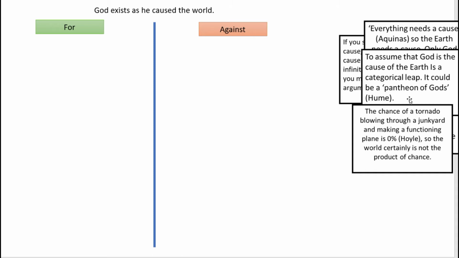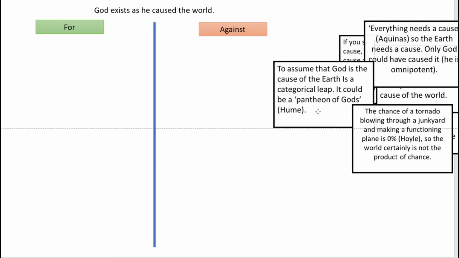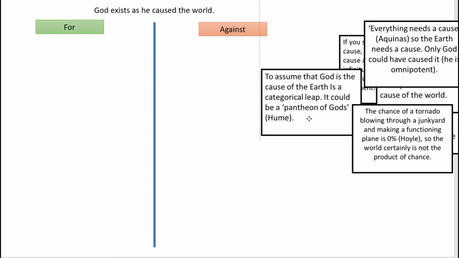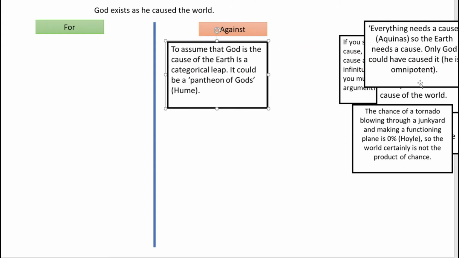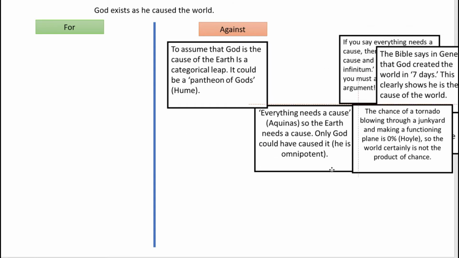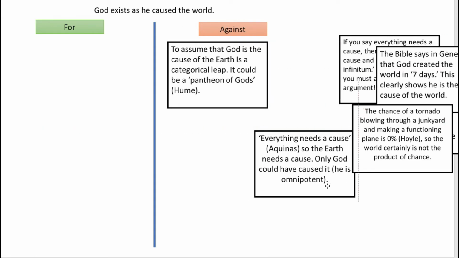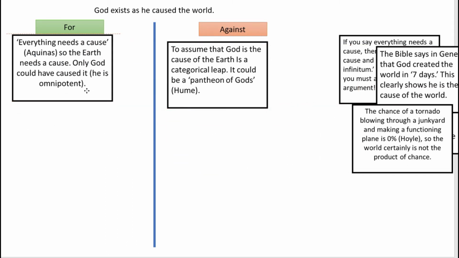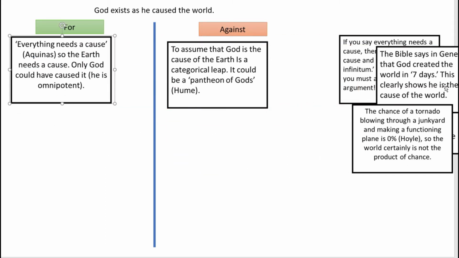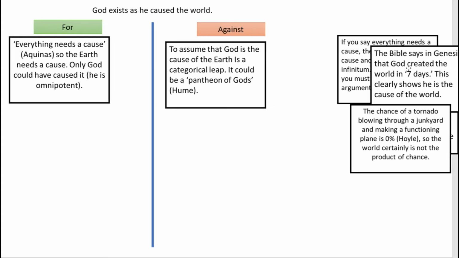So I'm looking at the causation argument for the existence of God. My statement is that God exists because he created the world. And my first card says to assume that God is the cause of the earth is a categorical leap because it could be a pantheon of gods. So that's against. I'm going to put that here. This next one says everything needs a cause, so the earth needs a cause. Only God could have caused it because he is omnipotent. Well, that means that God does exist.